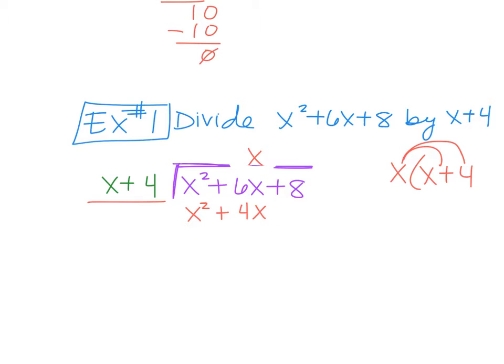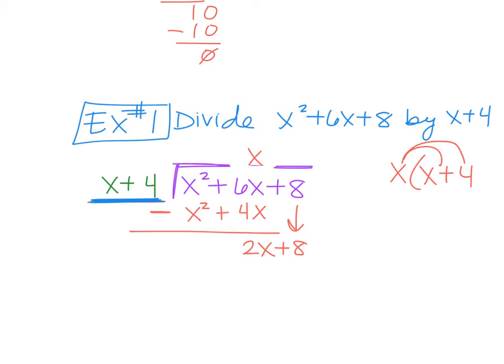Okay, so what do we do with that now? What do you do in long division? You subtract. So we're going to subtract: x squared minus x squared is 0. It goes away. 6x minus 4x is 2x. What do you suppose you do next? Bring down the 8. It's super fun. Okay, so now we're here, x plus 4.